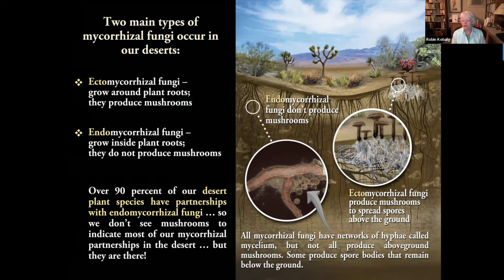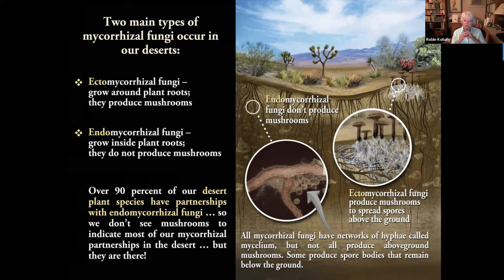because there's so few times when they can actually push up through the ground because it's so dry and so hot. The only time they could ever do that is after a big rainstorm. So we do have about 90% of our desert plant species have partnerships with endomycorrhizal fungi. So when you walk across the desert, if you don't see a lot of mushrooms, it doesn't mean there's not a whole underground system of mycorrhizal activity. It just means that they can't even push up, so they're not even going to try it.